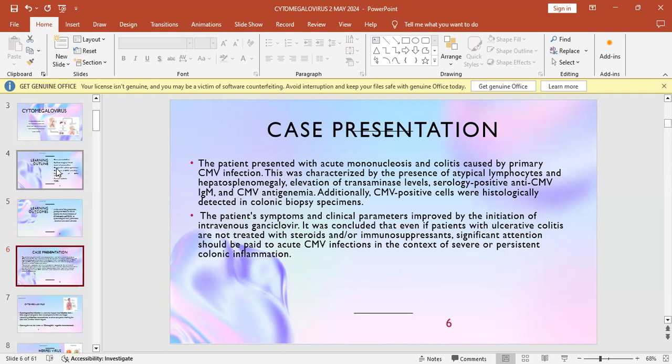The patient's symptoms and clinical parameters improved by initiation of intravenous ganciclovir. It was concluded that even if patients with ulcerative colitis are not treated with steroids or immunosuppressants, significant attention should be paid to acute cytomegalovirus infections in the context of severe or persistent colonic infection.